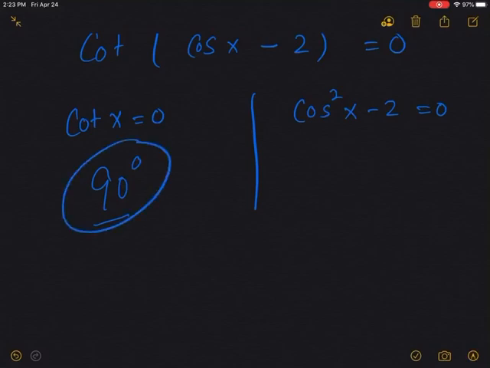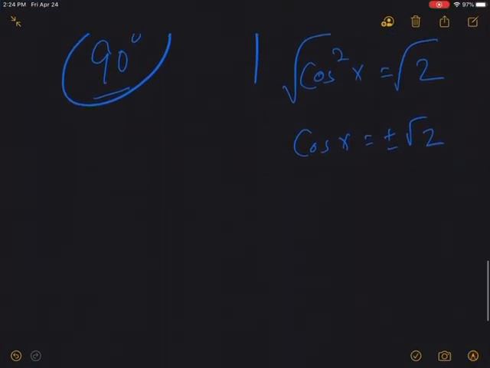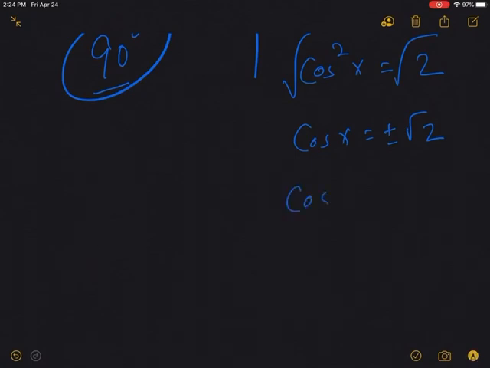And this one here, cosine square x minus 2. I'll just add 2 first. Cosine square x is equal to 2. Take the square root. Cosine x is equal to plus and minus radical 2. Take the inverse. Radical 2 is plus and minus 1.41, I guess. If you type it in your calculator, there's going to be a math error. It means you cannot have cosine bigger than 1. So that's not possible. This equation is going to give you no solution.